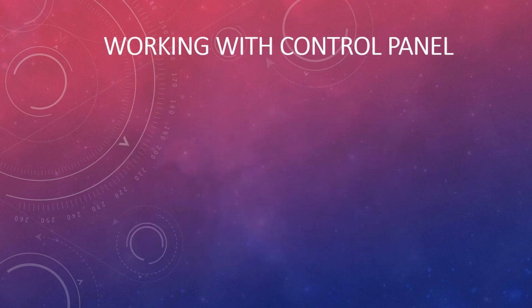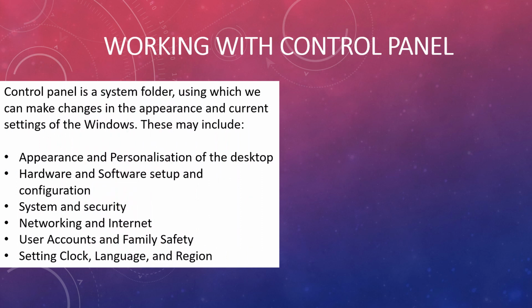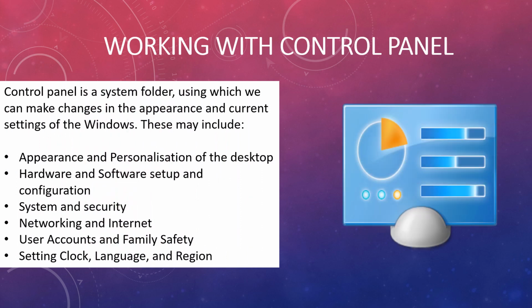Now coming to working with control panel, we can define that control panel is a system folder using which we can make changes in the appearance and current settings of Windows. Any kind of changes when you want to make to Windows, we do it with the help of a system folder, which is named the control panel. From the name itself we can understand that it is for controlling things.